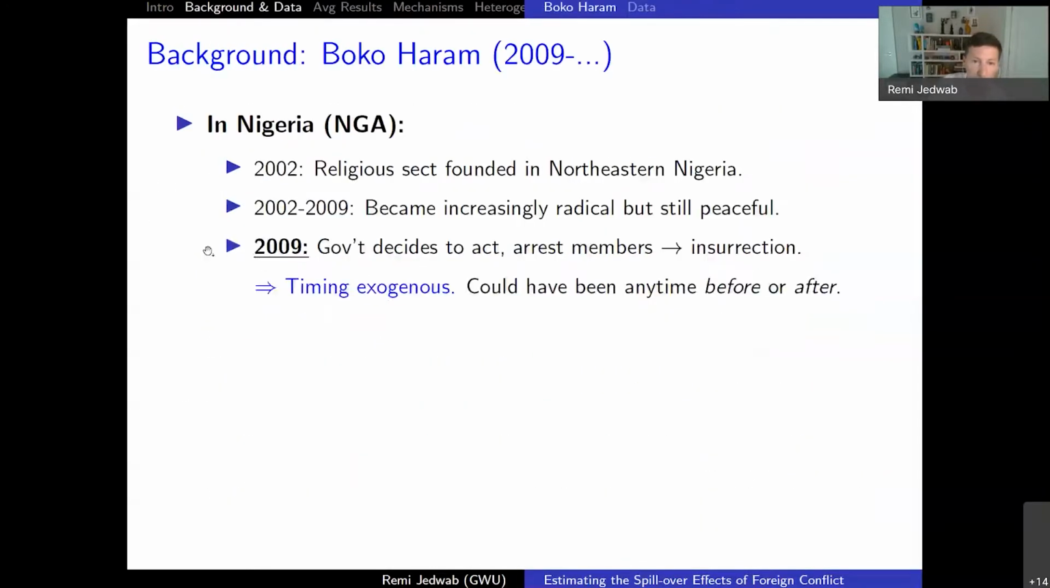Let me start with Boko Haram. Boko Haram was founded in 2002 and became more radical over time. In 2009, the government decided to act and arrest a few members, which led to the insurrection. We argue in the paper that the timing was exogenous, in the sense that it could have been any time before or after. People were surprised it took 7 years for the government of Nigeria to do anything. But when the government of Nigeria finally did something, people were surprised as well.